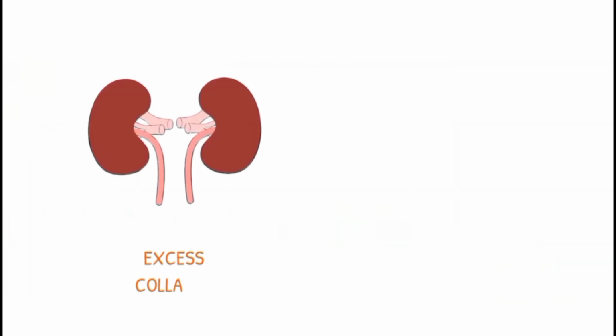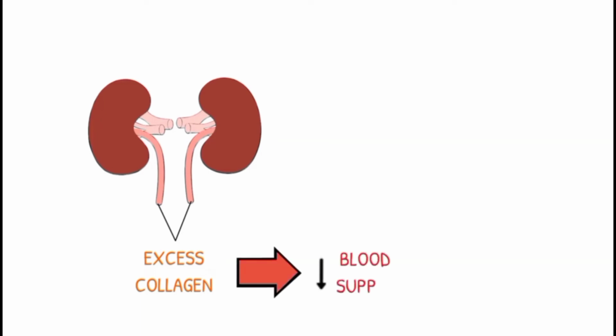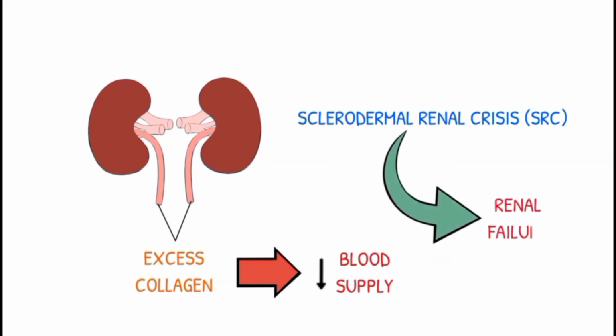When scleroderma causes excess collagen to be deposited in the renal arteries, it results in the narrowing of these vessels, leading to decreased blood supply to the kidneys. This complication is known as scleroderma renal crisis. This condition can progress rapidly and lead to renal failure.